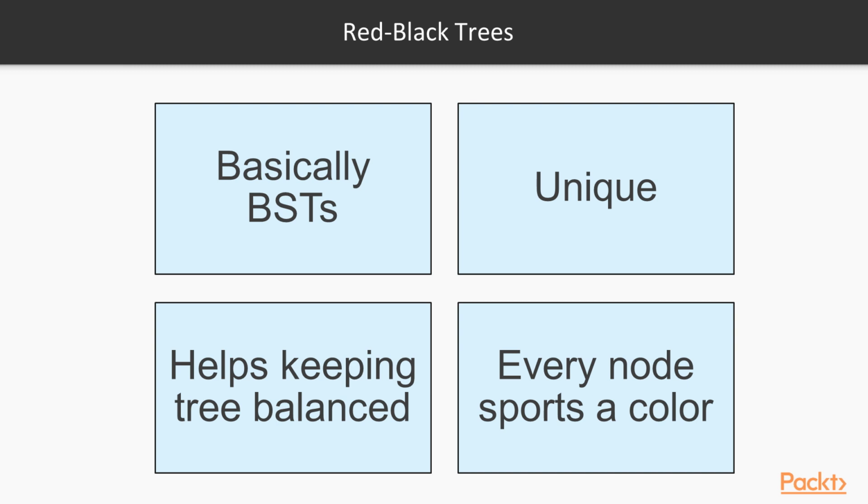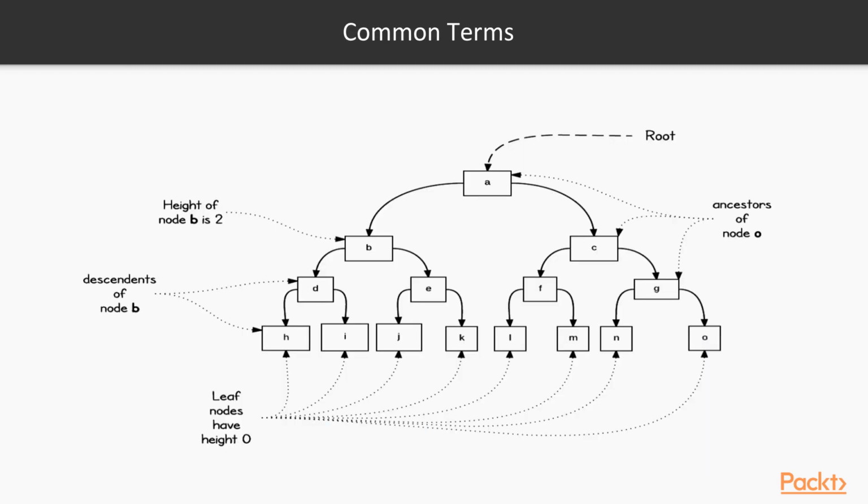Red-black trees are basically BSTs. However, these trees are unique. Every node sports a color, either red or black. This auxiliary information helps us keep the tree balanced, as we'll soon see. Let's familiarize ourselves with some terms we'll commonly come across in our upcoming discussion. Here's a helpful diagram showing the terms.